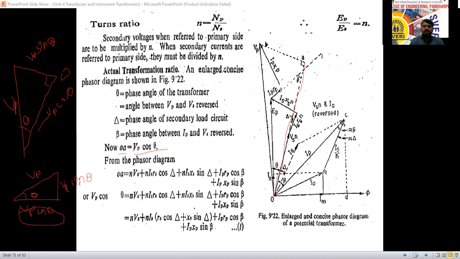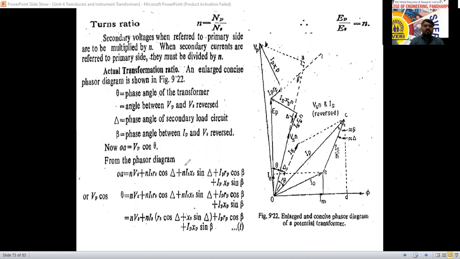Okay, I will erase everything so you should not get confused; I drew it just for your understanding. Next, from the phasor diagram, how do we draw OA? OA is equal to what we have to consider. First, we'll start from O. Where do we go from here? N into VS. N into VS we have written here. Next, this one: N into IS RS.